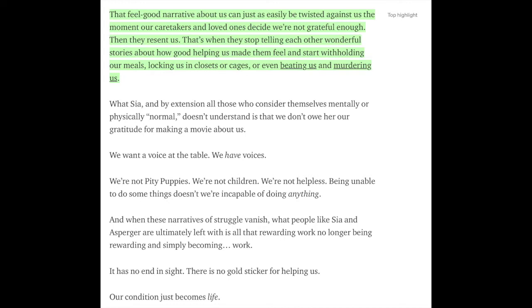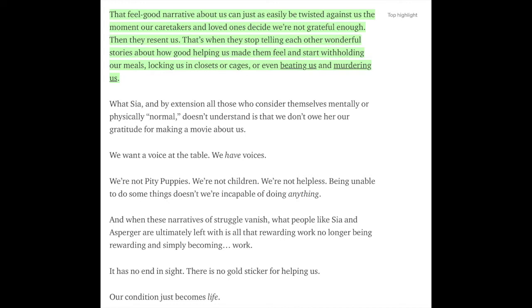What Sia, and by extension all those who consider themselves mentally or physically normal, doesn't understand is that we don't owe her our gratitude for making a movie about us. We want a voice at the table. We have voices. We're not pity puppies. We're not children. We're not helpless. Being unable to do some things doesn't mean we're incapable of doing anything.